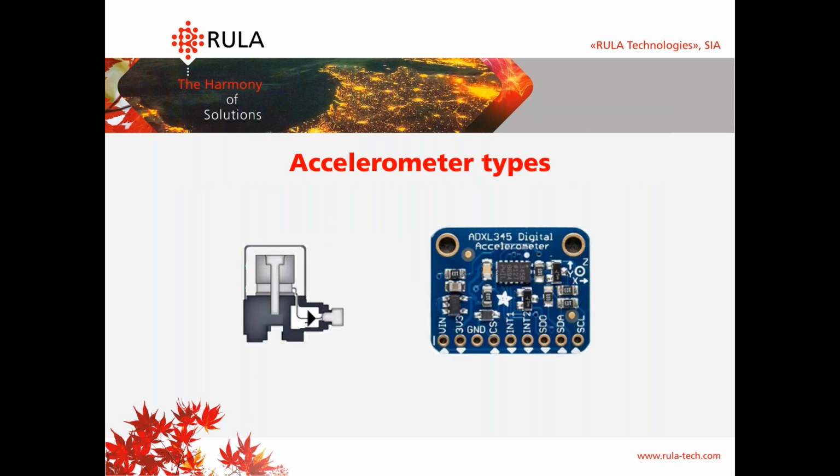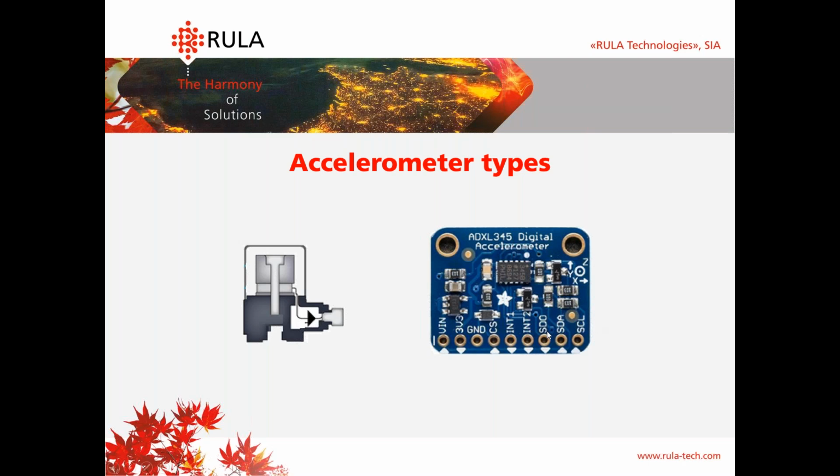Now let's talk about accelerometer types. There are two of them. On the left side, you can see a regular piezoelectric accelerometer. It is a time-proven device with a wide frequency range, and it can measure big acceleration values.